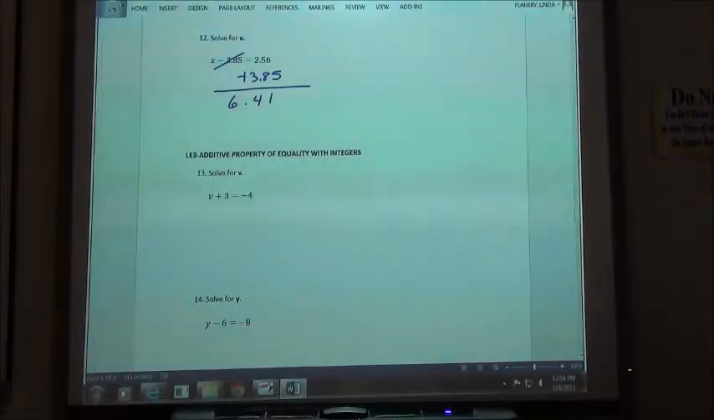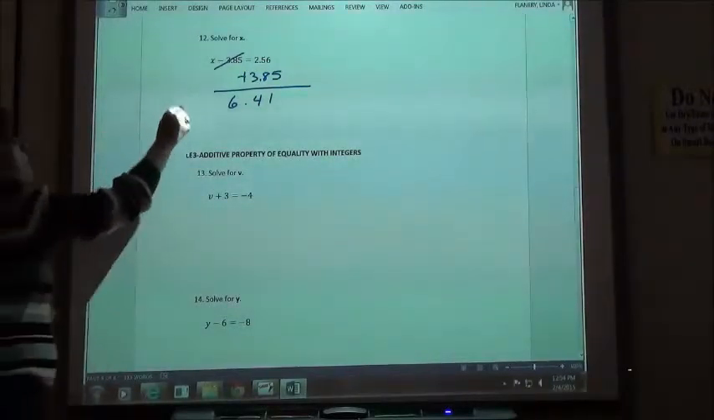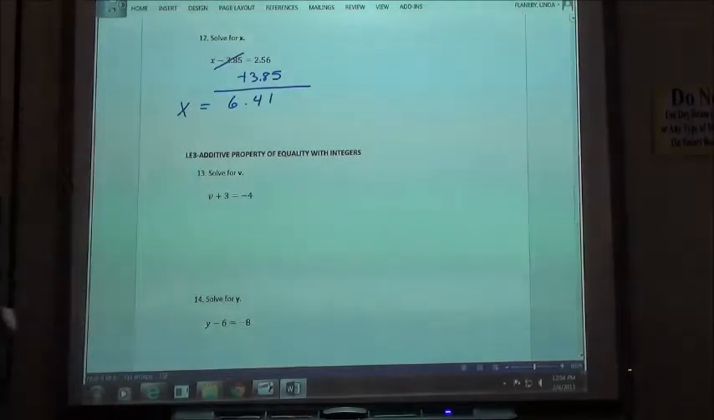6.41. Now it says I'm doing the additive property of equations with integers. What were integers again? Whole numbers that are positive, negative, or 0. So now we've got the rules for integers with our adding and subtracting.